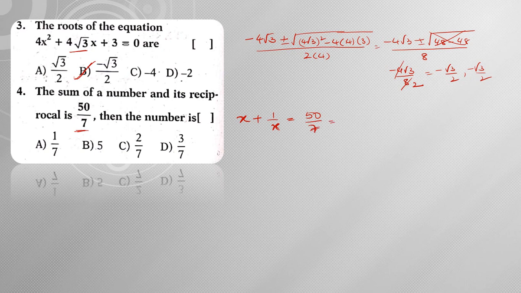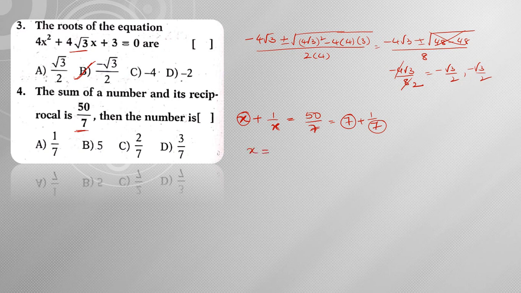So how can I write 50 by 7? In mixed fraction I can write it as 7 plus 1 by 7. So if I consider x as 7, then 1 by x will be 1 by 7. Or you can interchange the position.